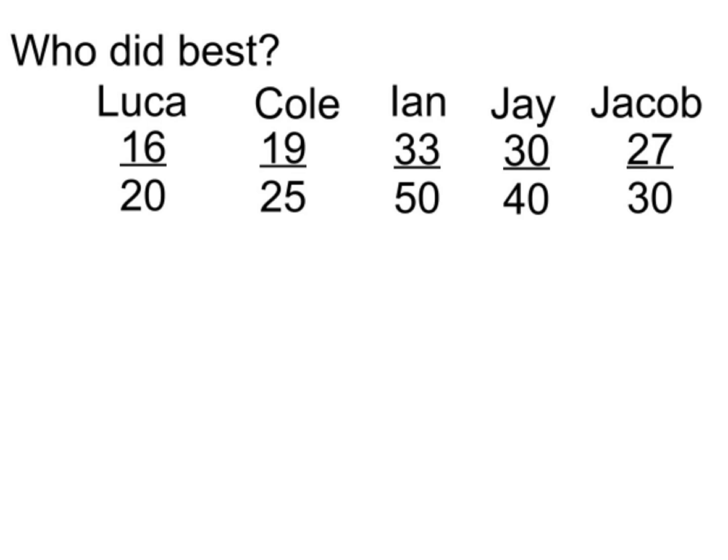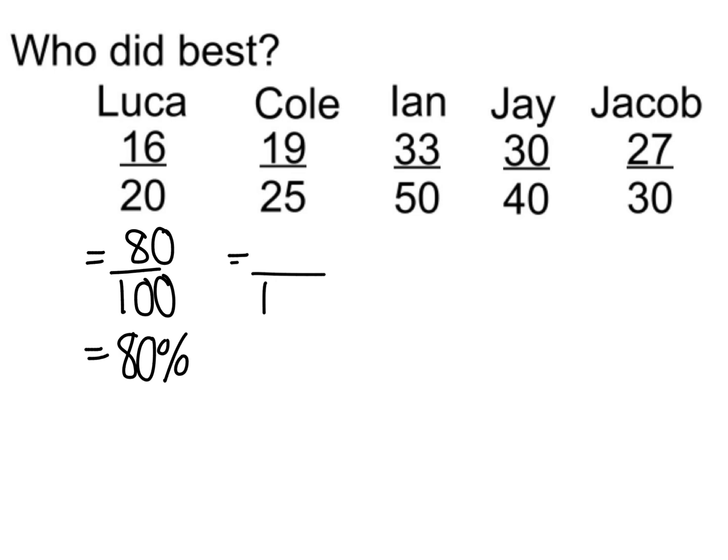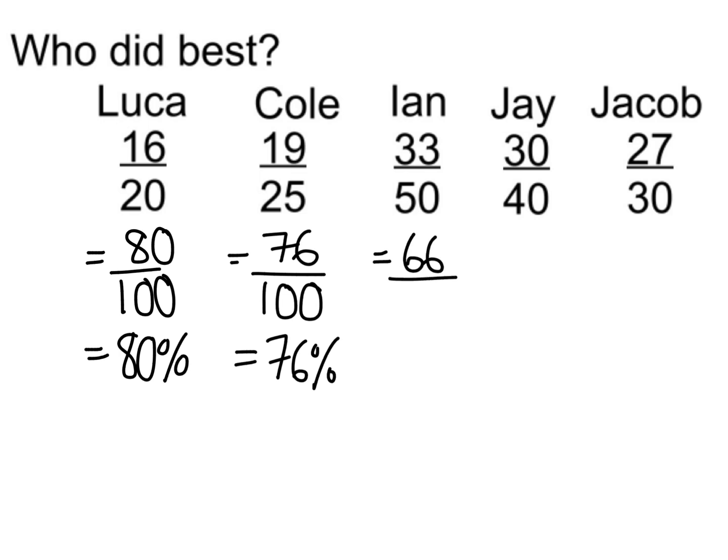So Luca, I am going to half Luca's to make it 8 out of 10, which I then know is basically 80 out of 100, so 80%. Cole, I am going to multiply by 4, because 4 times 25 is 100. So 4 times 19 is, well, 4 20s are 80, take away 4 is 76. So Cole gets 76%. So right now Luca's in the lead. Ian's is easy. Ian would just have to double, because 50 doubled is 100. So Ian gets 66 out of 100. Unfortunately, Ian's not doing the best here.